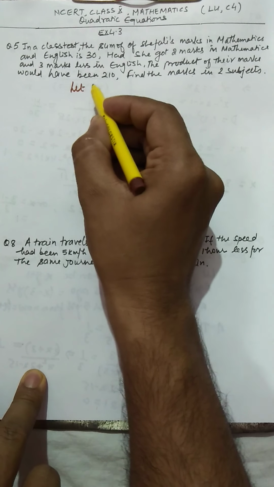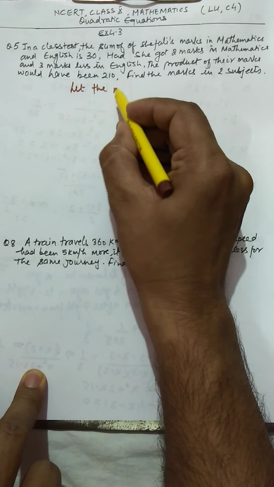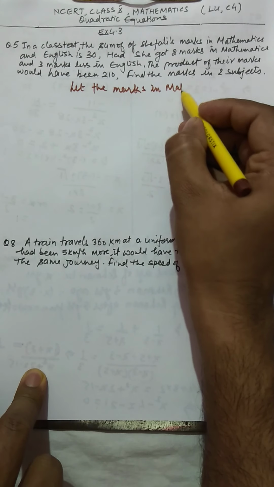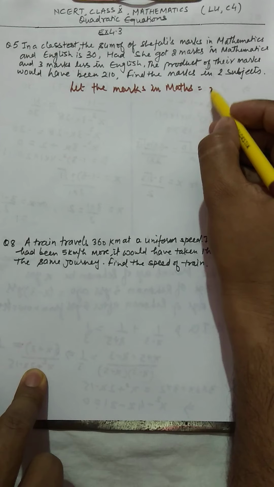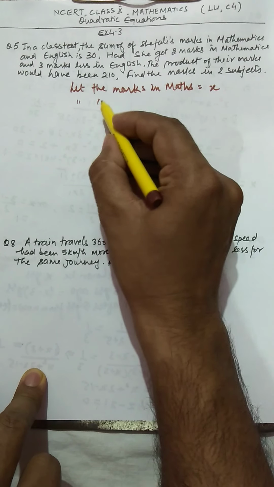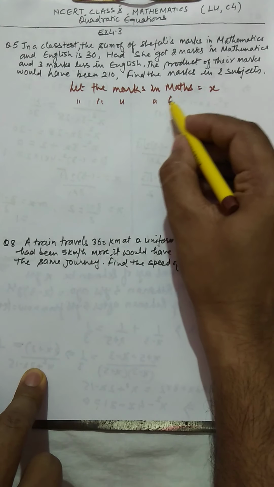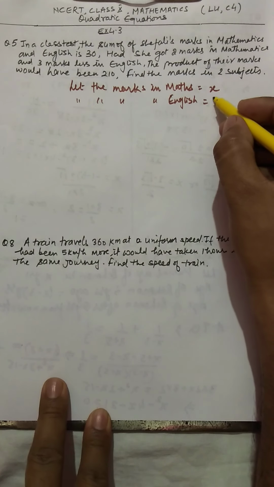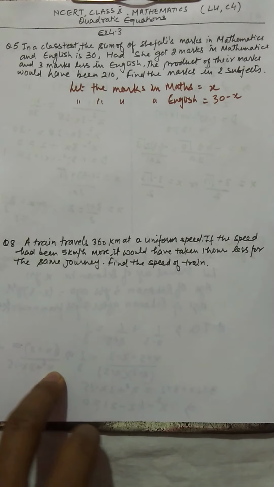Let the marks in maths be x, and the marks of English... See, the sum is given as 30. So it means English plus maths is equal to 30. And if maths is x, then English will be 30 minus x. This is what is given to us.